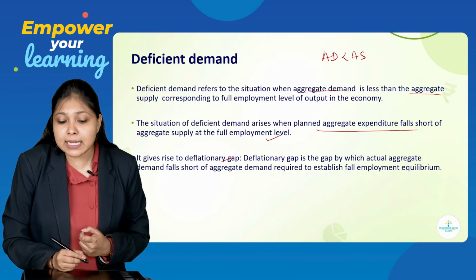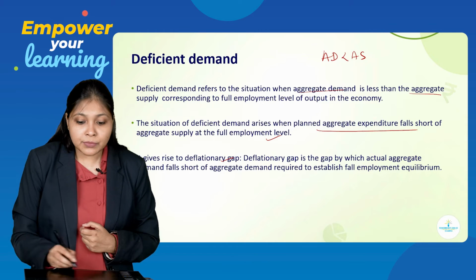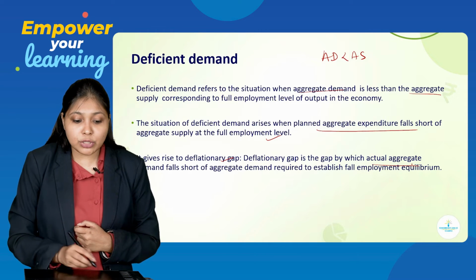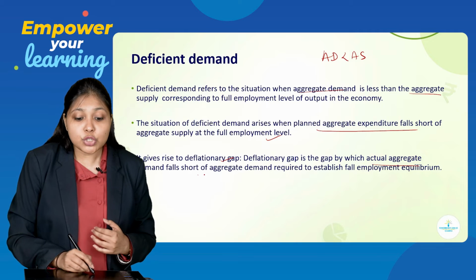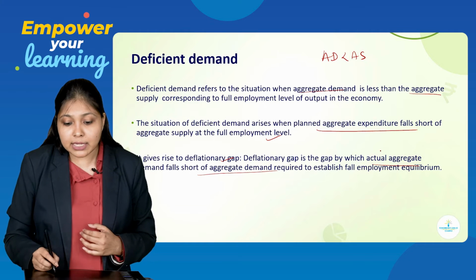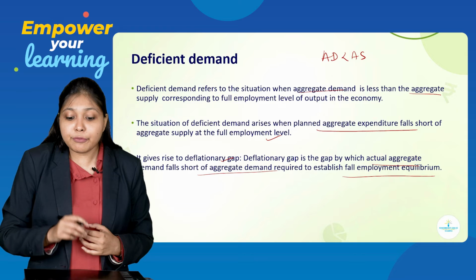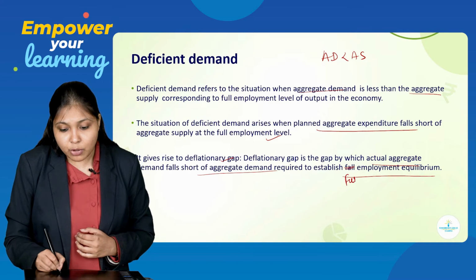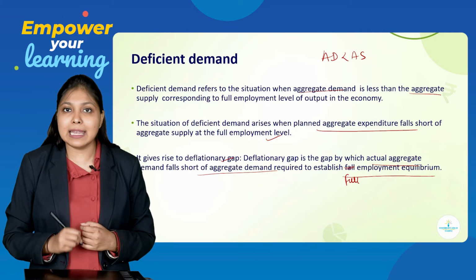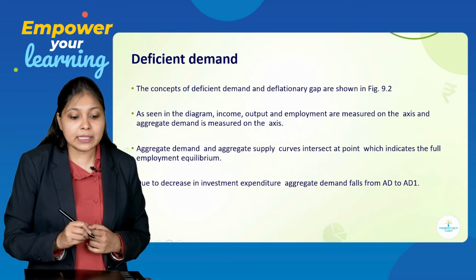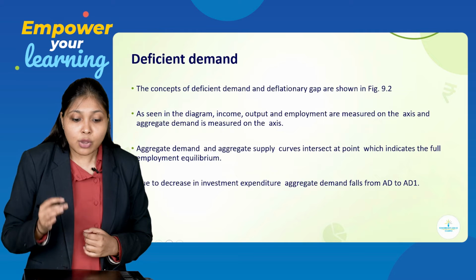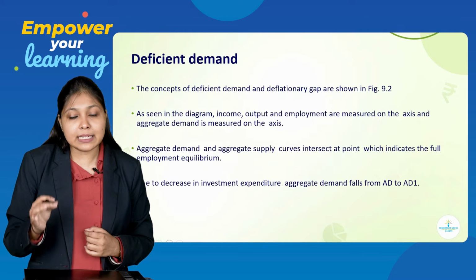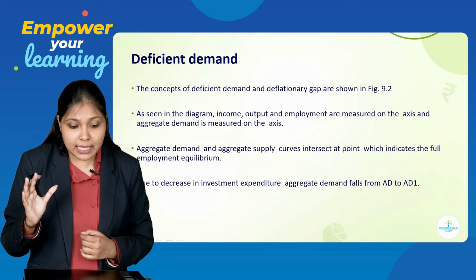What is the deflationary gap? Very important. It is the gap by which actual aggregate demand falls short of the aggregate demand required to establish full employment equilibrium. This is the full employment equilibrium level. So this is nothing but my deflationary gap. The concept of deficient demand and deflationary gap is already seen in the diagram.